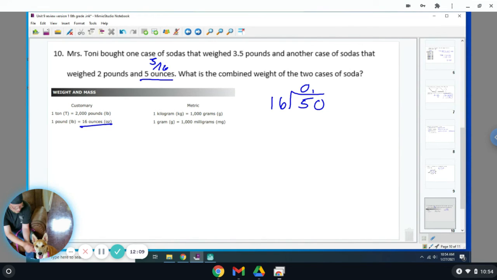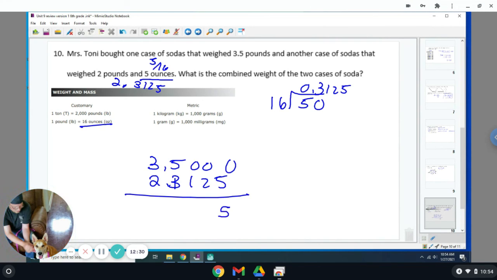And it comes out to 0.3125. So this is 2.3125. So we're going to add that together. Oops. Make sure you line up your decimals. And you get 5.8125. And again, on your test tomorrow will be much nicer numbers.